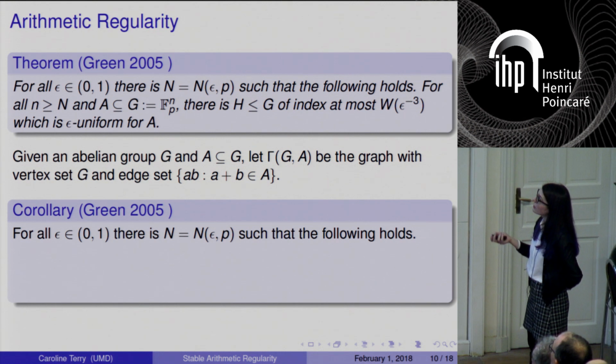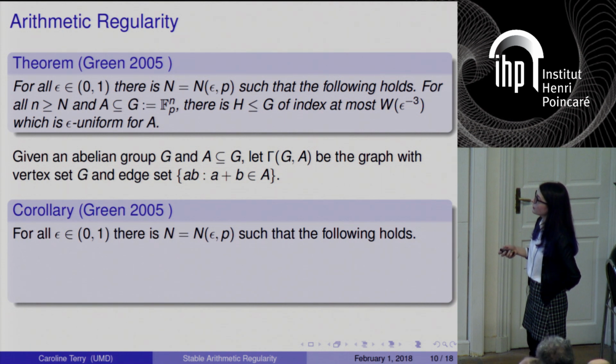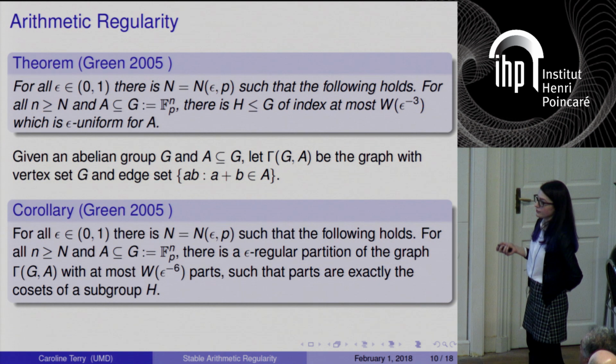Then a corollary of this formulation up here is the following. For all epsilon between 0 and 1, there's some big N so that the following holds. For every little n bigger than big N, so for very large n, and any subset A in F_p to the n, there's an epsilon-regular partition of this graph, gamma(G, A), with at most some other tower number of parts, such that the parts are exactly the cosets of a subgroup.